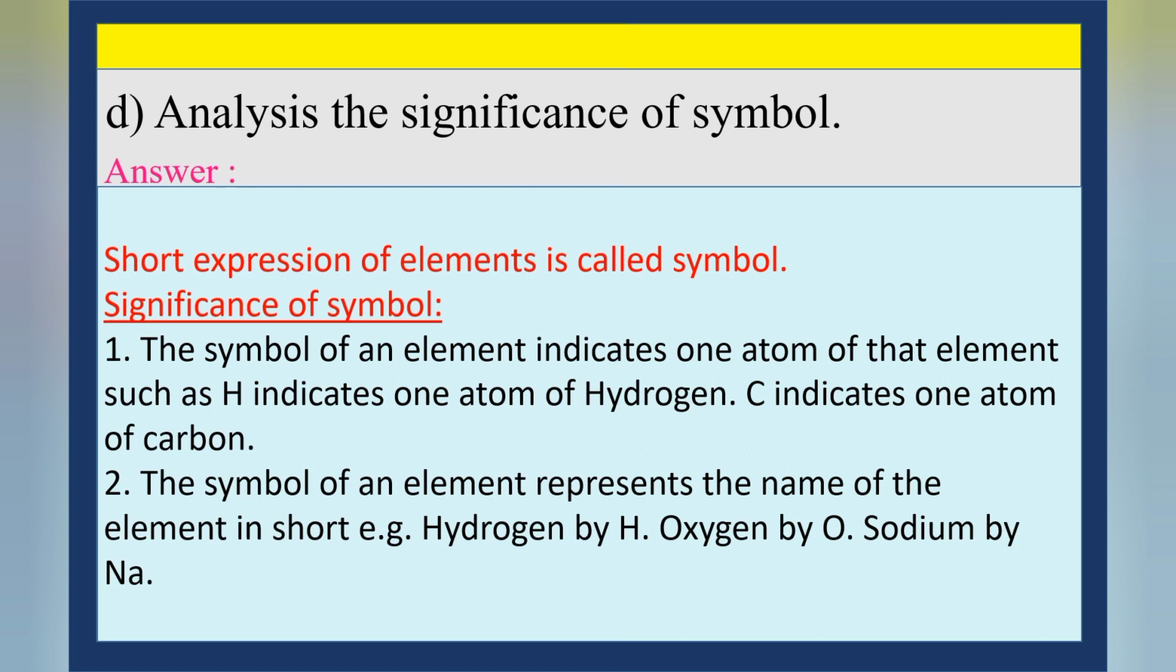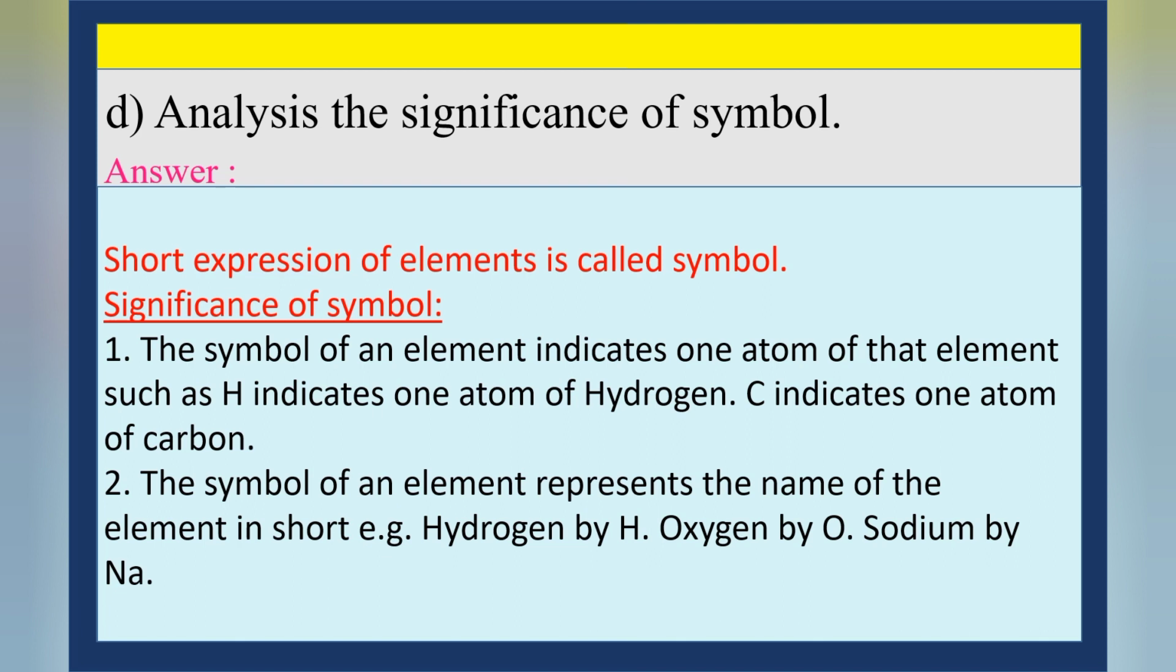Okay. Now, analyze the significance of symbol. This is question number D. Analyze the significance of symbol. So here we know that the short expression of an element is called a symbol, and you can give some examples also, like for sodium you can use Na, for hydrogen H, for calcium Ca, for magnesium Mg, right? So there are a lot of expressions of elements in symbols, and today we have to answer for the significance of symbol.